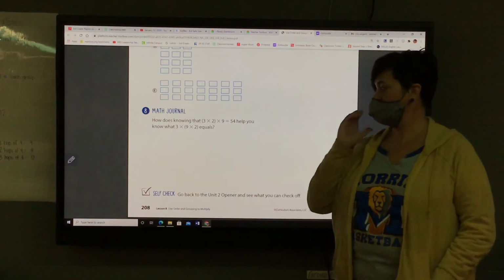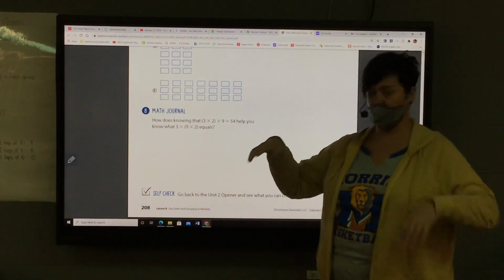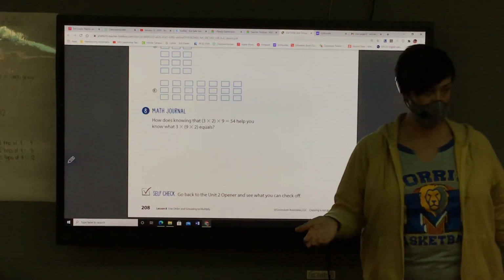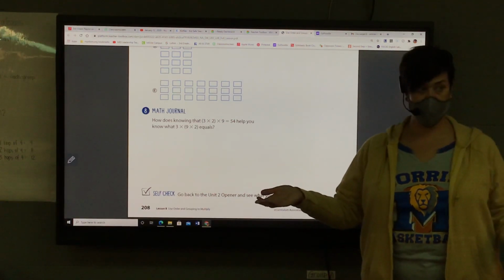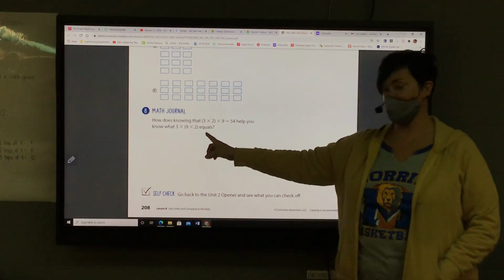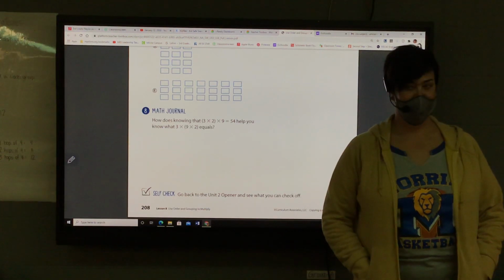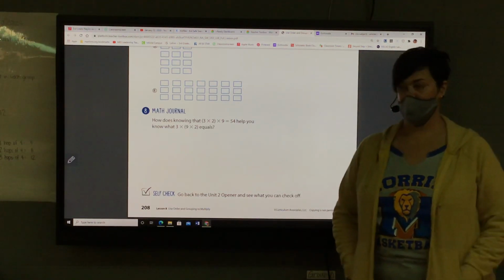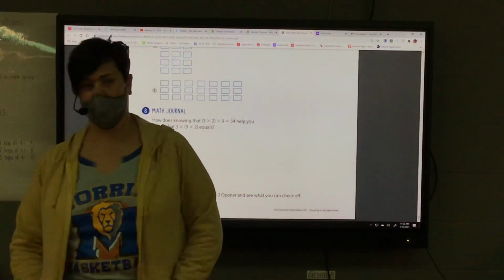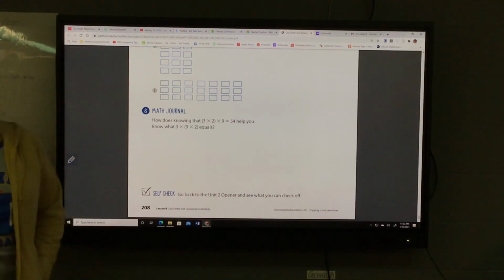Okay, number 8, our last one. How does knowing that 3 times 2 times 9 equals 54, which is correct, how does that help you know what 3 times 9 times 2 equals? Can we say this in words? Could you say this in words? Yes, either way is fine, words or by solving it, either way.